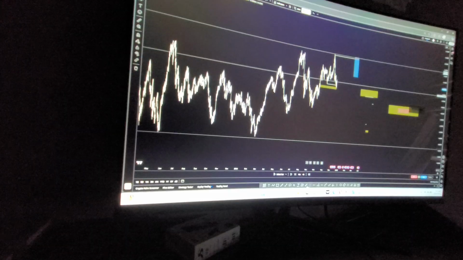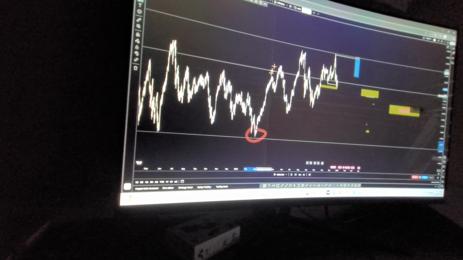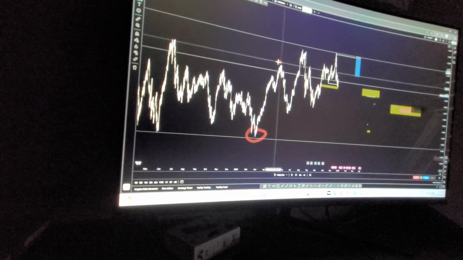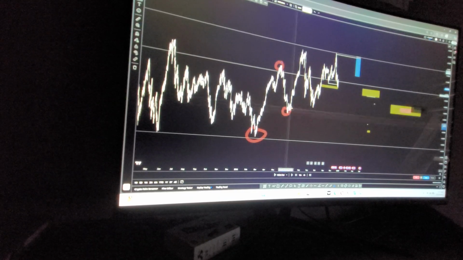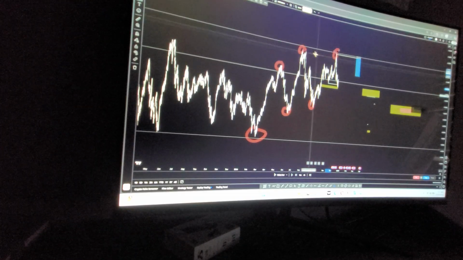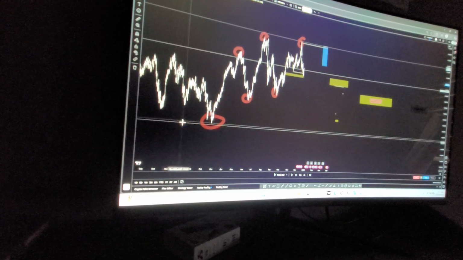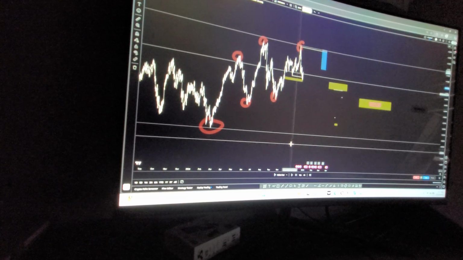My basic market structure is telling me that we are bullish, which is, you can see this higher low, you can see this higher high, this higher low, this higher high, this higher low, and this higher high. So what is that telling me? The basic market structure is basically telling me that from this place to this place, we are very, very bullish.